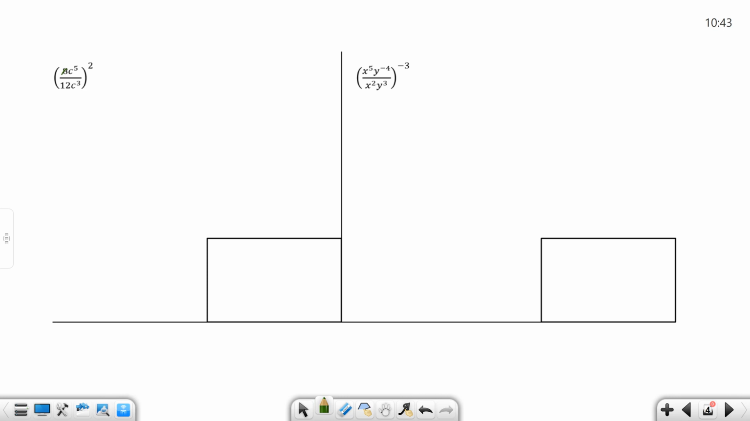So here I'm going to take the 8 and the 12. What goes into both 8 and 12? That's right, 4. So 4 goes into 8 twice and 12 3 times. So I'm going to, again, rewrite this as something squared. I'm not ready to go to that squared yet. This is 2 and 3.